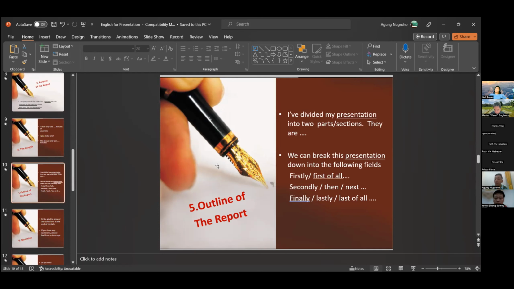I have divided my presentation into 2 parts or 3 sections. The first one is introduction. The second one, the formula of passive voice. The third one, the meaning and some examples of passive voice. So that is how you show the audience how you will present the divisions of your 10 minutes of time to present something. Okay.